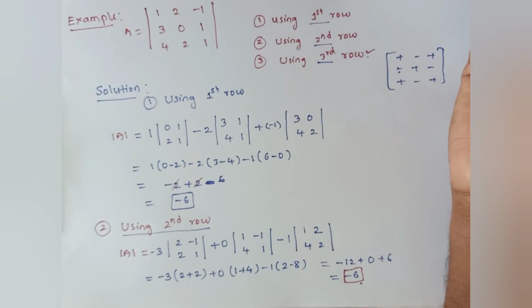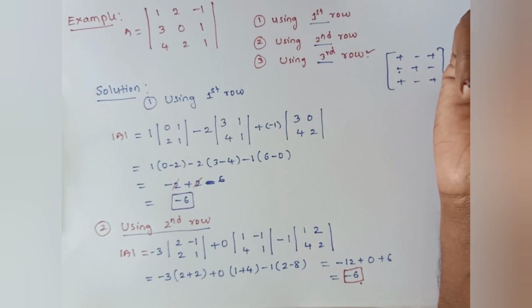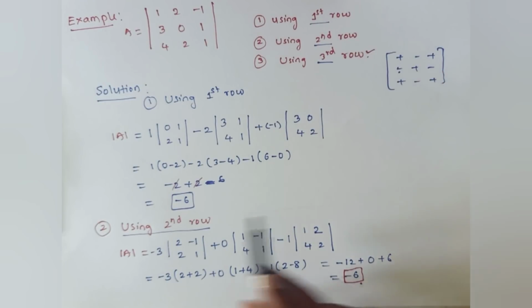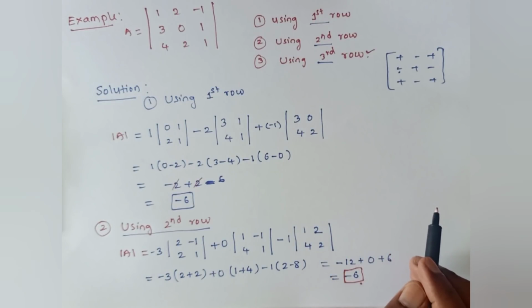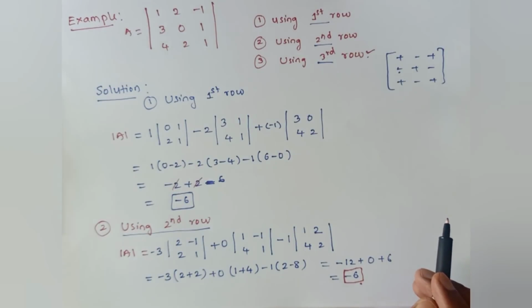So you can verify the answer by using any column, by expanding the determinant of the given matrix using any column. The answer should be minus 6 only. So this is a procedure to find the determinant of a 3 by 3 matrix.